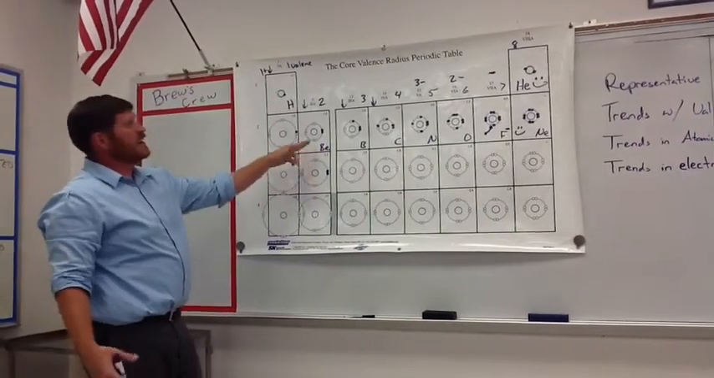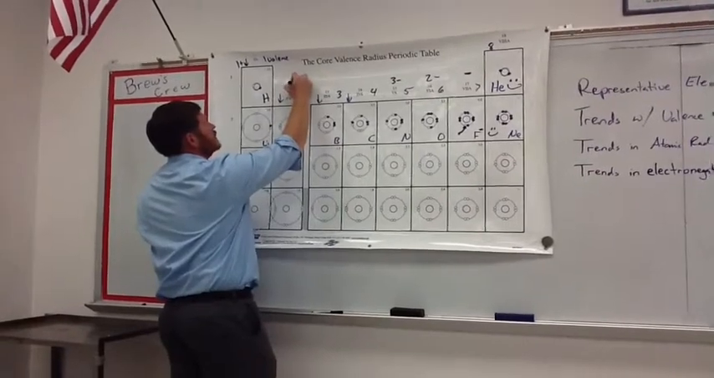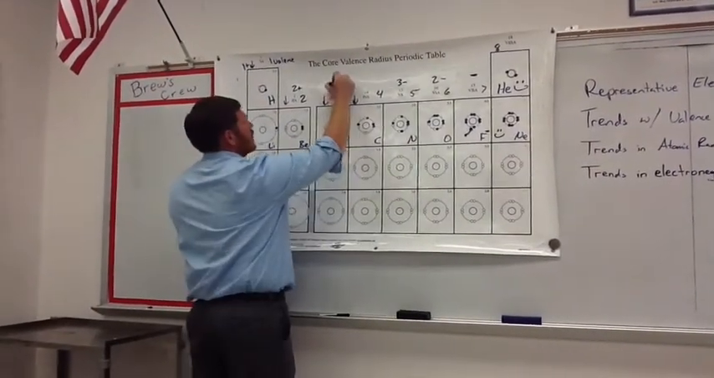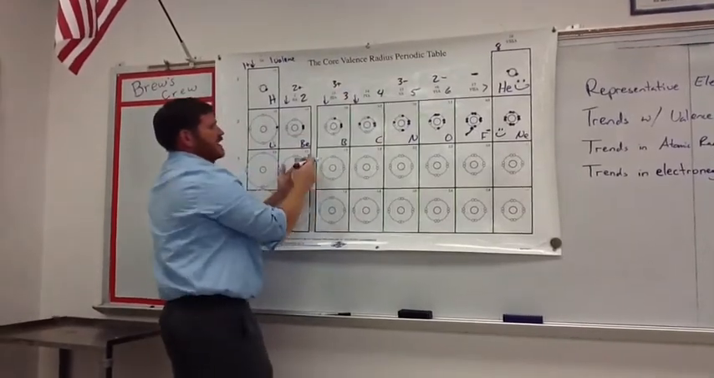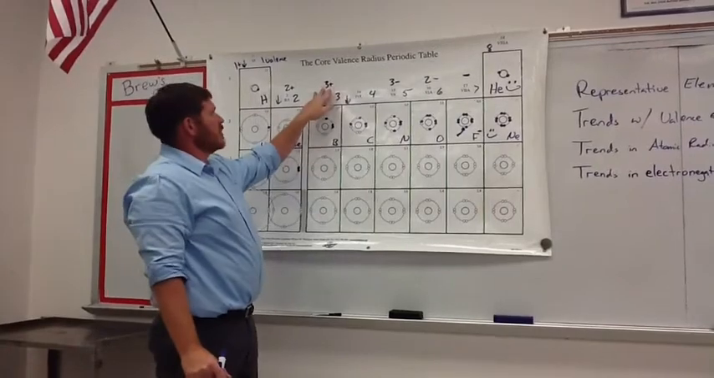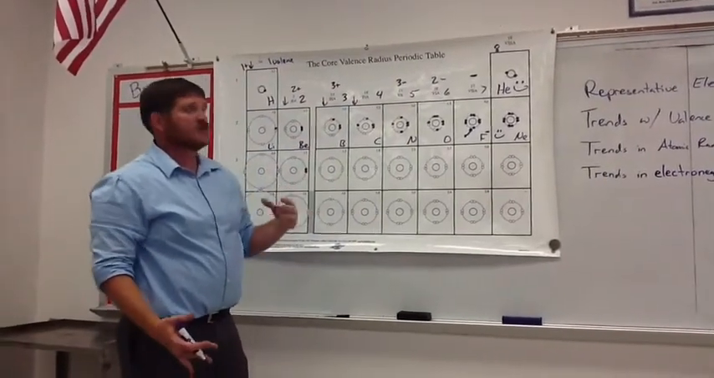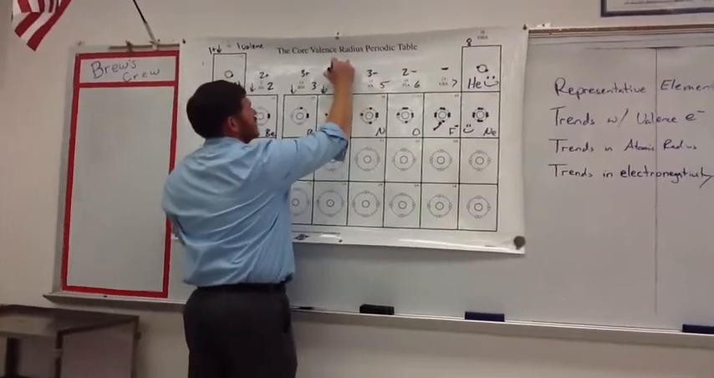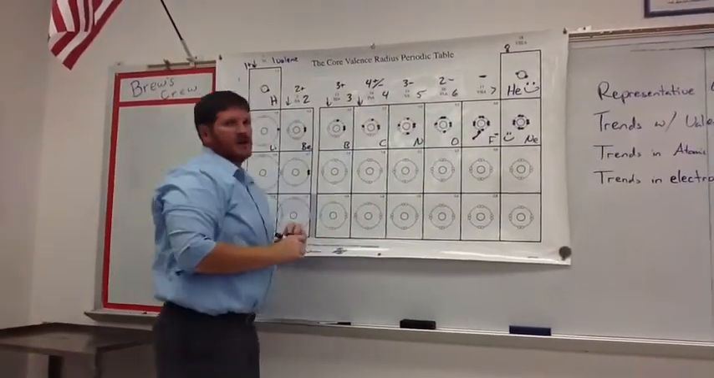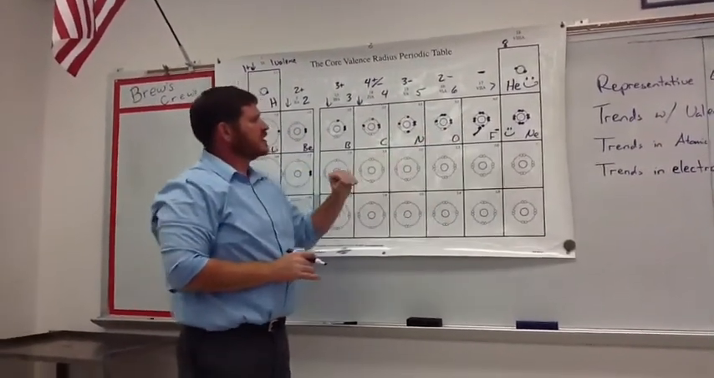Beryllium needs to lose 2, so he is 2 positive. Boron, 3, so it's 3 positive. And now we come to our friend carbon, which we talked about just a little bit ago. Now we're stuck between the 3 positive and the 3 negative. And that's what makes carbon so special, is that it can either be 4 positive or negative. These are very simple things.